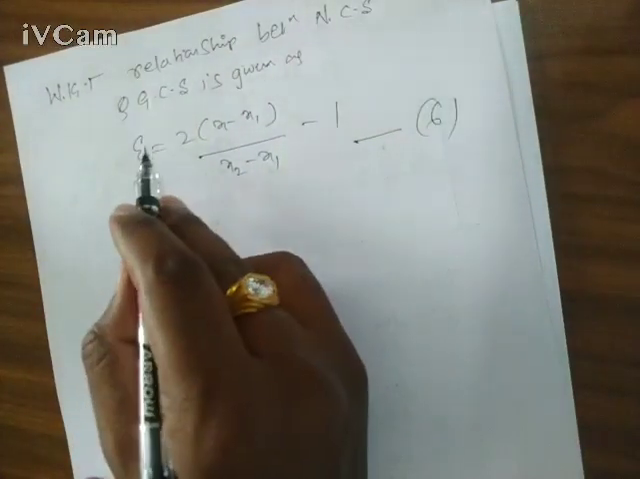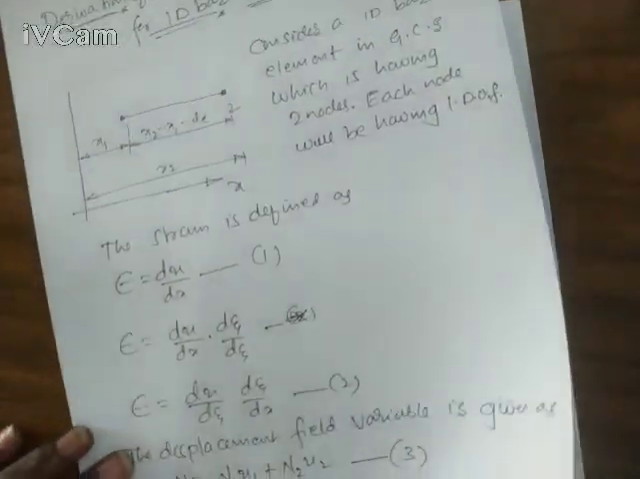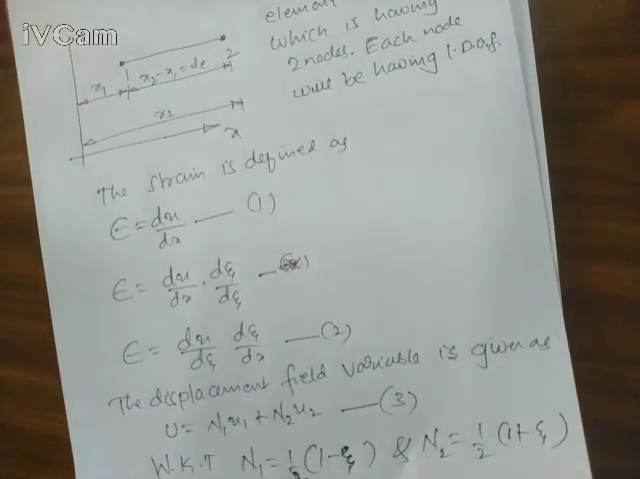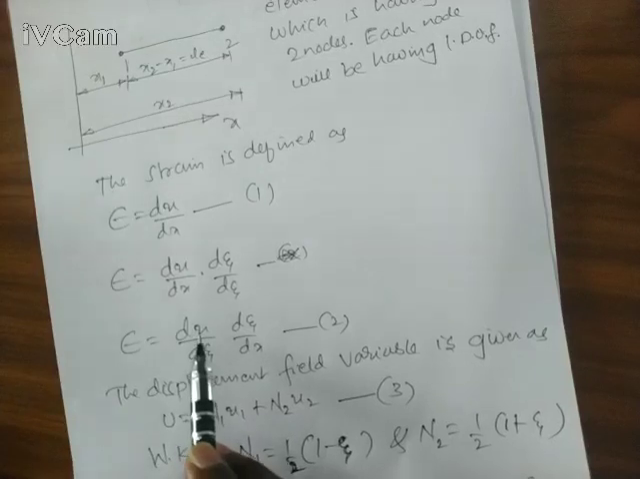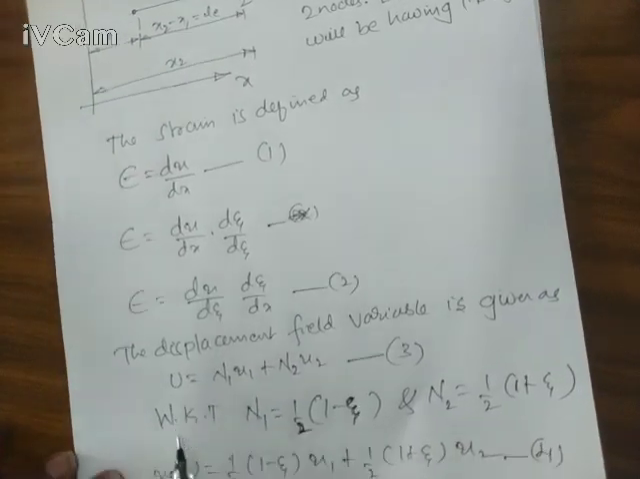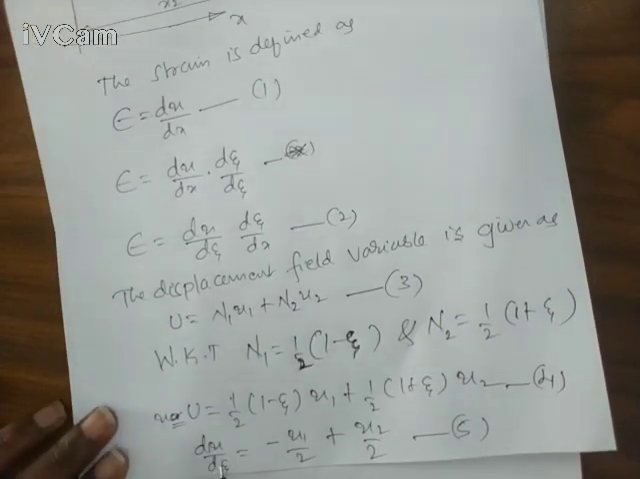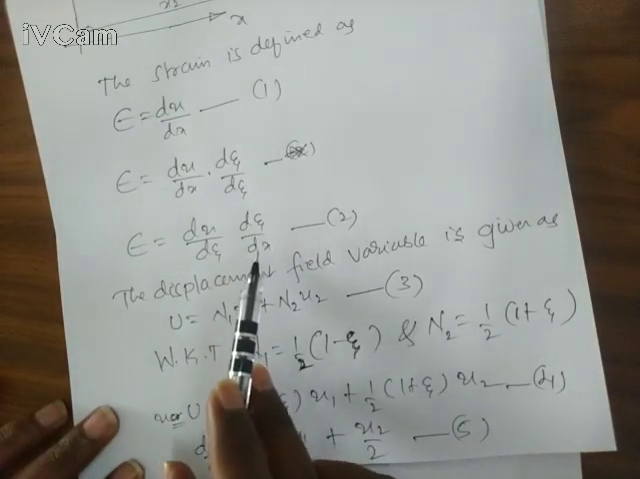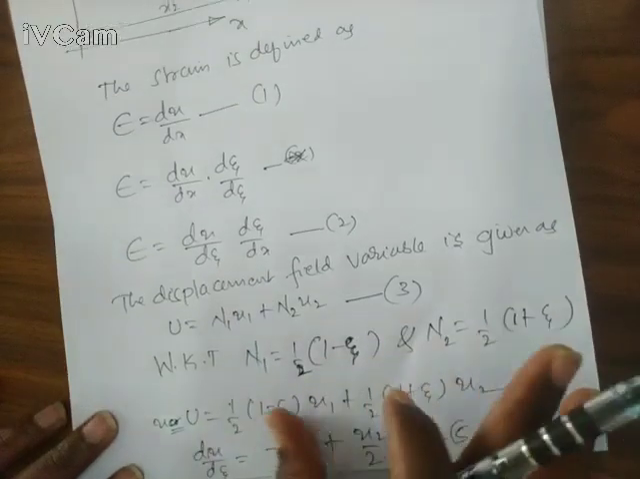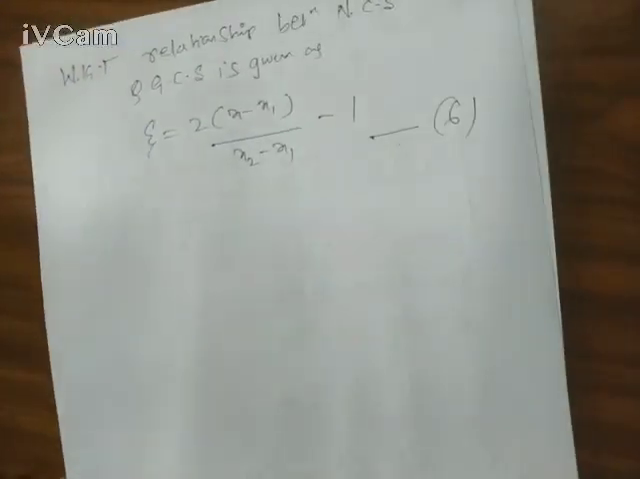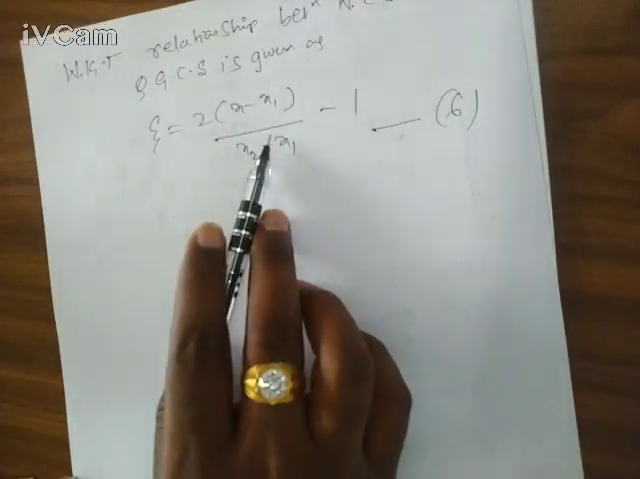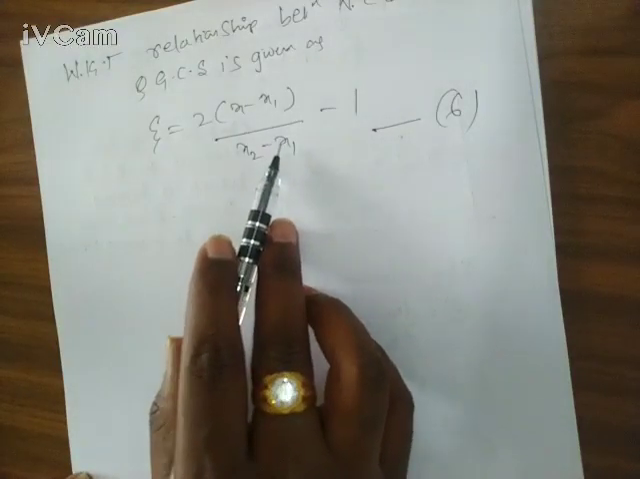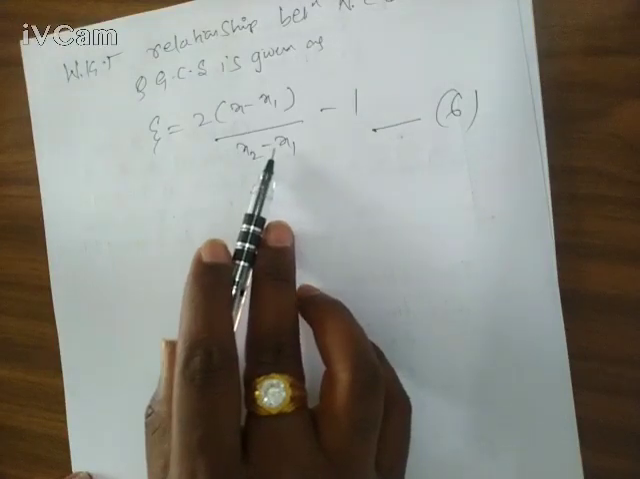See here friends, why have I considered the zeta equation? As I have already told, in this strain equation, my aim is, first I considered the u equation, then I did du by d zeta. Now I am considering the zeta equation, and I will differentiate it with respect to x. This is also one small derivation; I hope to upload it in my next lecture.